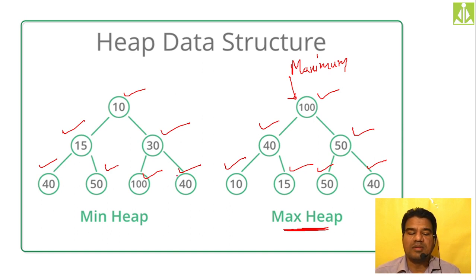And finding minimum in case of a minimum heap is also very simple. Again, you have to visit the root node only, because root will have the minimum value, isn't it? So simply visit the root and get the value, that's enough. You will get the minimum value.